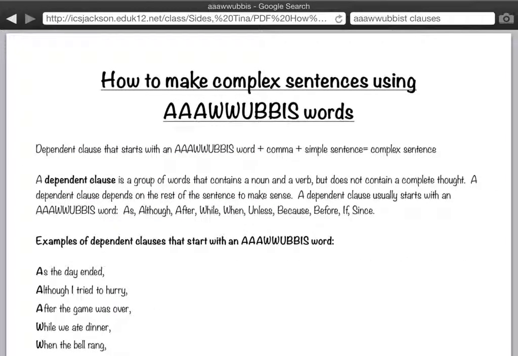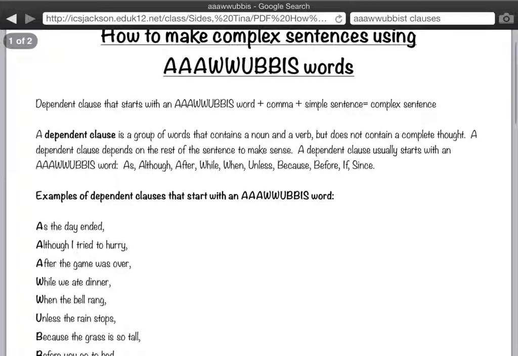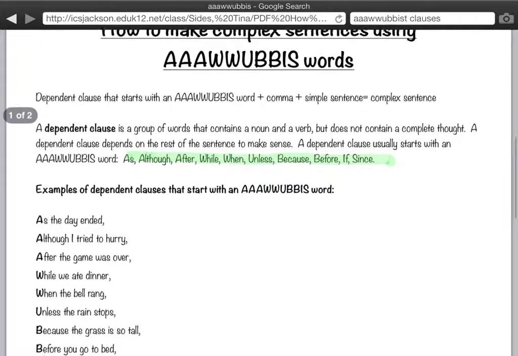So when we look at what our awubuses are, let's take a look at those. The following are your awubuses. These are words that signal your brain to say that is a dependent clause. As, although, after, while, when, unless, because, before, if, since. Those are the most commonly used words to indicate a dependent clause. There are others, but those are the most common.